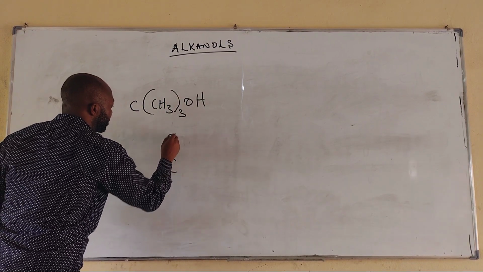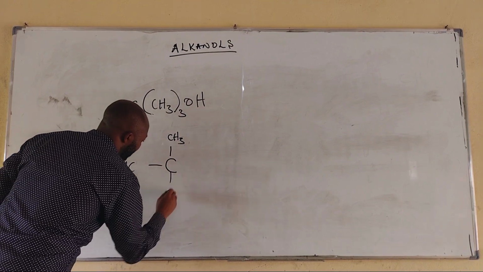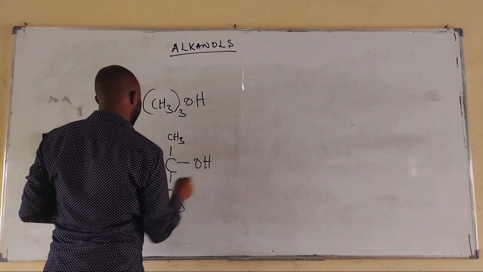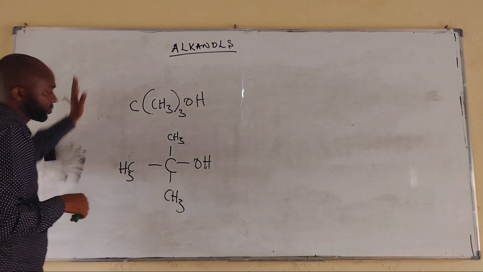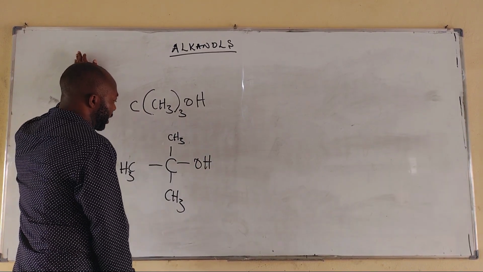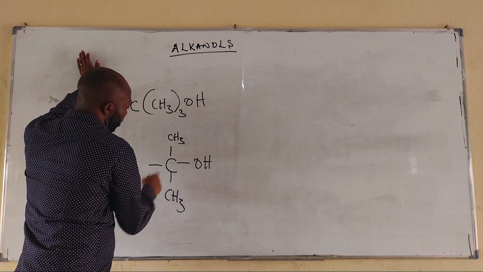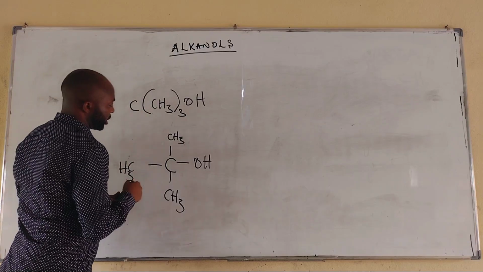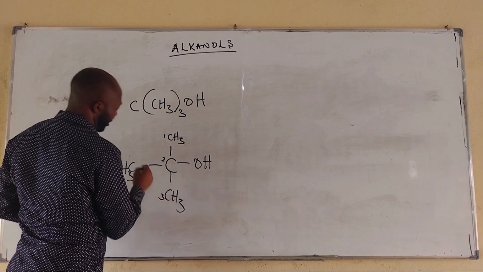So here will be 1, here will be 2, and here will be 3. This is my OH here. So if you look at this structure, this is not position 1. By looking at it, you know that this is either 1, 2, 3 as the case may be. Maybe we should take it straight up this way as 1, 2, and 3.